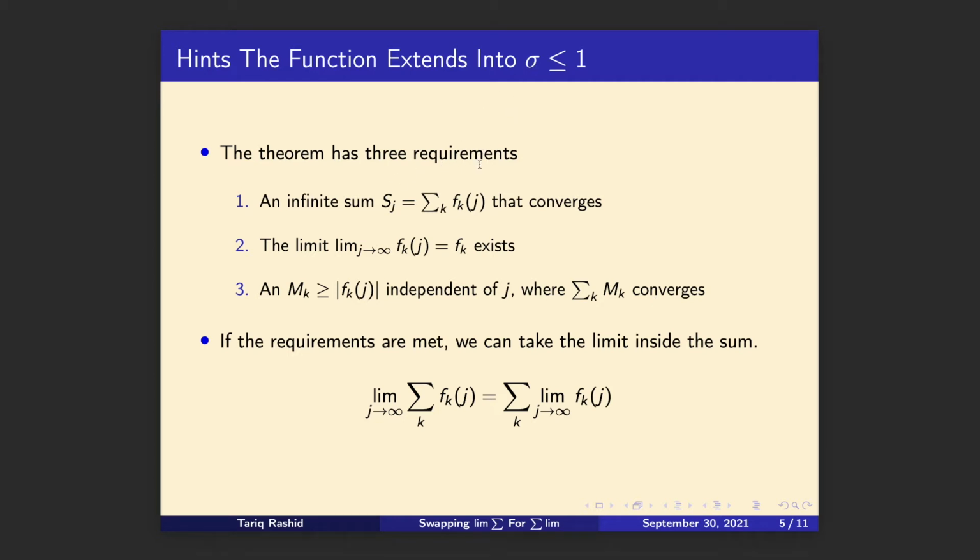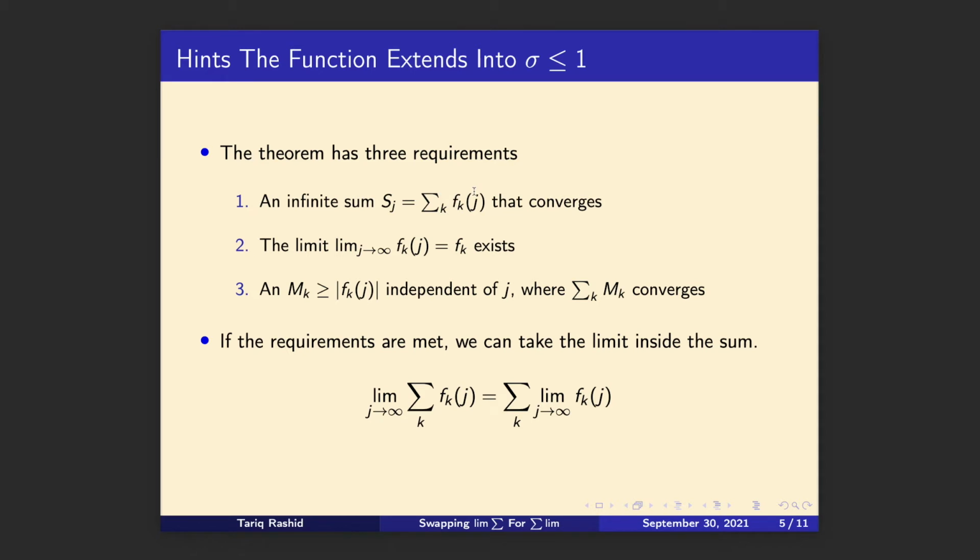And it's got three requirements. It starts with the requirement that we have an infinite sum that converges. We'll call that S indexed by j, and it's a sum over k. So there's two indexes here, a k and a j. You'll see why that generality is necessary. It might look like we're overcomplicating it, but you'll see why that's the case. But for now you can just think of it as a sum.